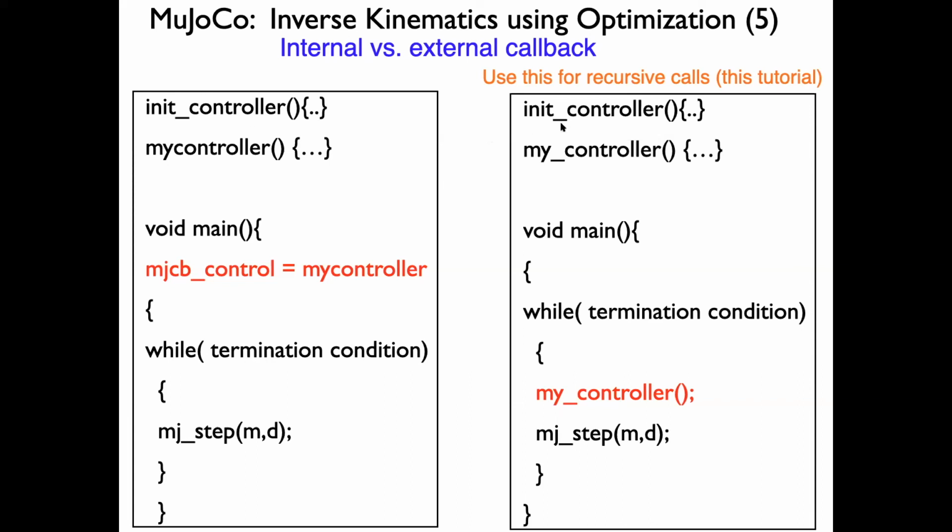So the init controller remains the same. I just called them different names. One is my controller and one of them is my underscore controller, just to show the difference. In all the previous examples we've done in this course, we've always installed an internal callback called mjcb_control where we define my controller. And then we went to mj_step.